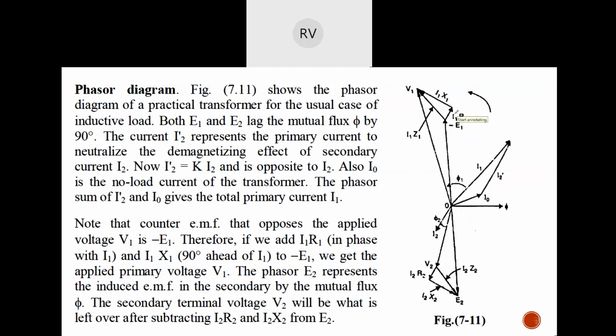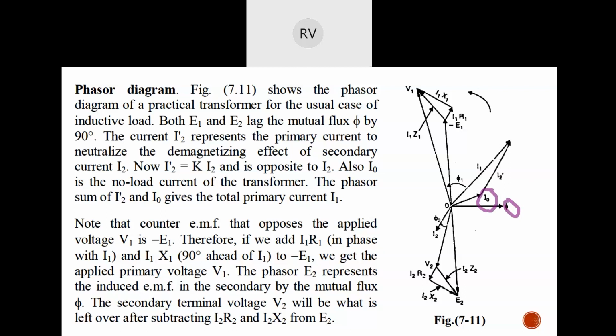Where is V1? Here V1 is lost. No, E1. Okay. First is drawing E1. Because of E1 there is a flux phi, and then there is I naught, that is the initial current for the iron losses and the basic flux to set up. I naught is there, and phi is the basic flux that is being set up.